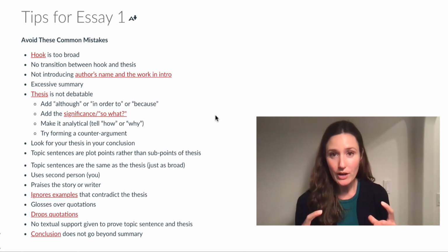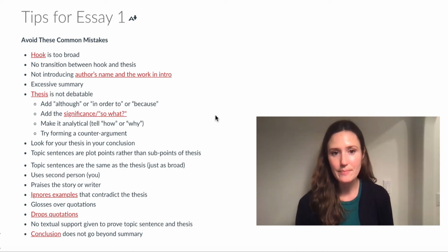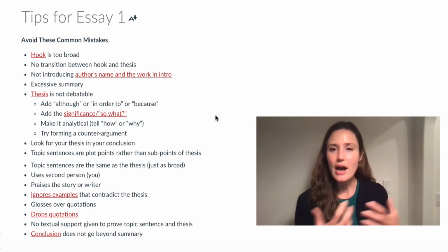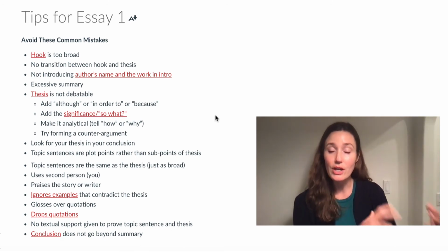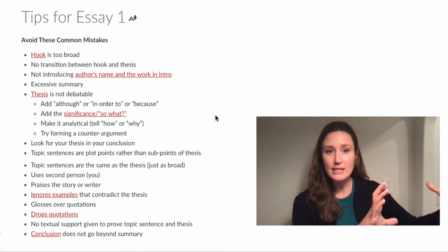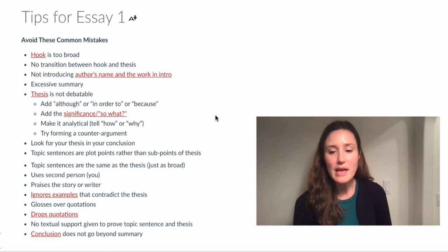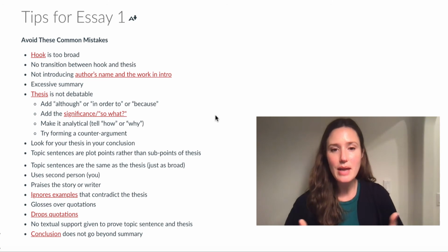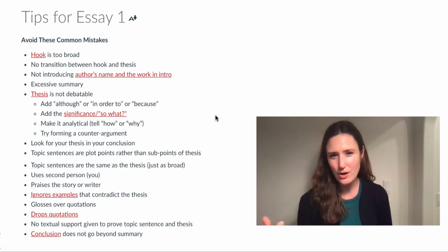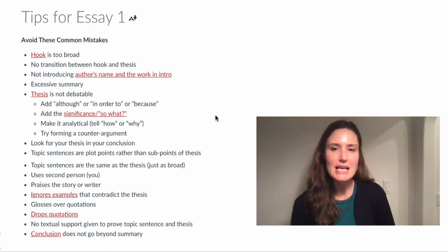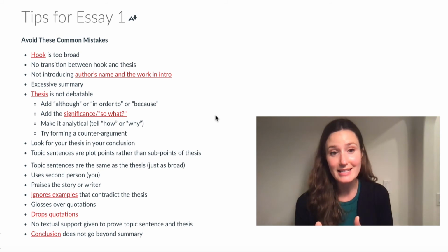Remember, on the rubric for this assignment, you'll see that I'm looking for an analytical thesis statement. And like I said already, try forming the counter-argument. You can include the counter-argument in your thesis or as a build-up to your thesis or maybe even as your hook. That will make it clear that your thesis really is debatable, right, if you reference that counter-argument. If you can't form a counter-argument that seems reasonable, it means that your thesis just isn't debatable enough yet.